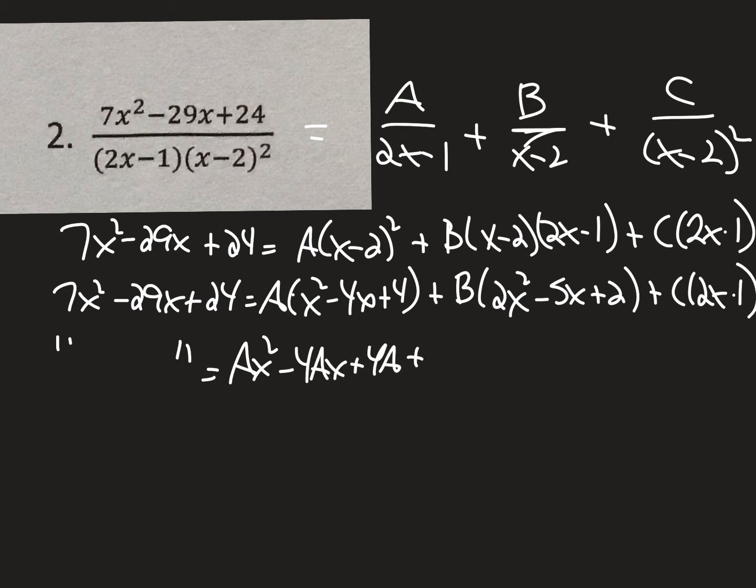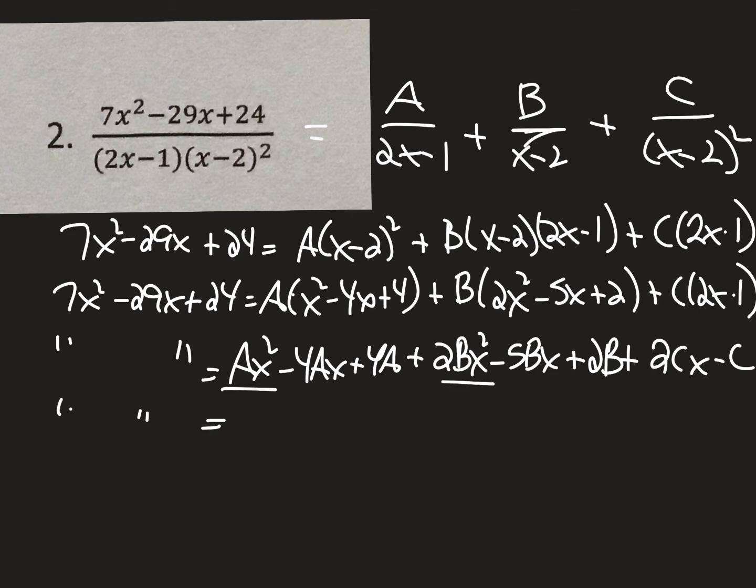I'm going to distribute the b through the second one, 2bx squared minus 5bx plus 2b. And I'm going to distribute the c through the last one, 2cx minus c. And that equals all that stuff over there. What I've got to do next is group together my common terms. So right here are my x squareds. So for my x squareds, I have a and 2b.